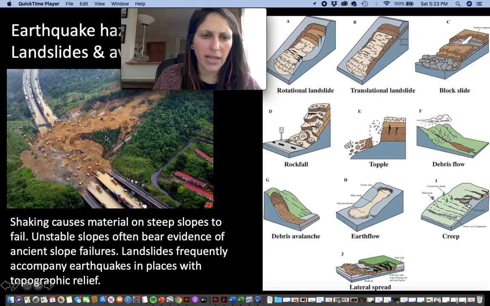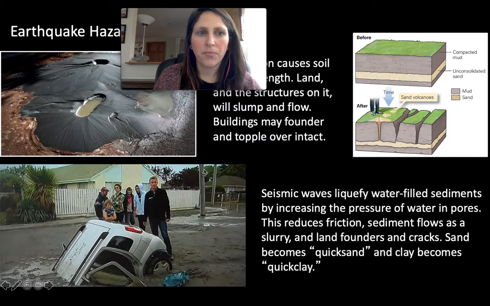This is a highway in Taiwan, I believe, that had this pretty huge landslide happen after an earthquake. And this is slope failure. The slope fails and you have this really huge landslide.